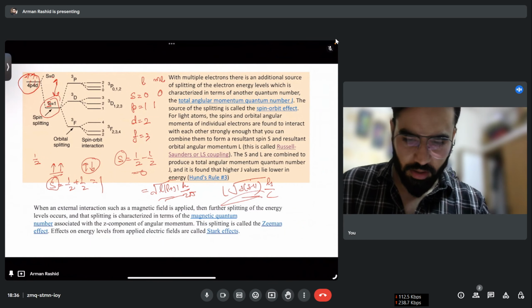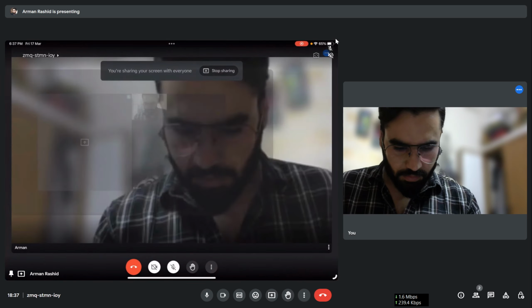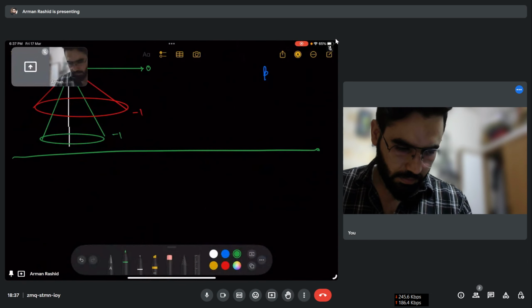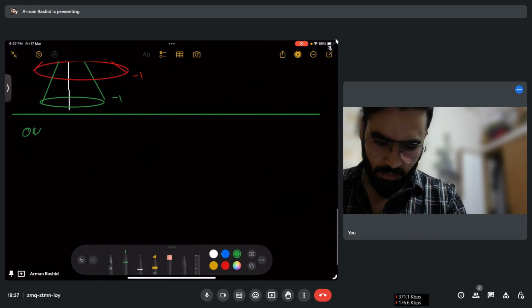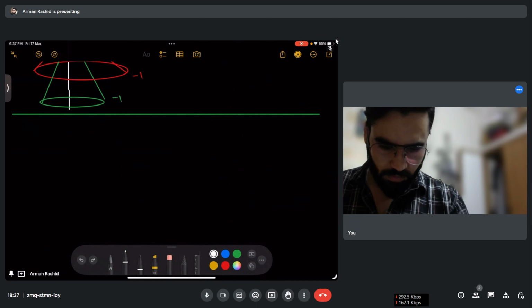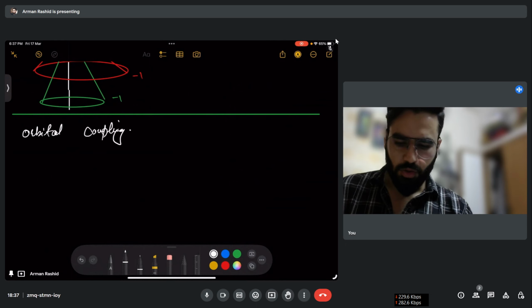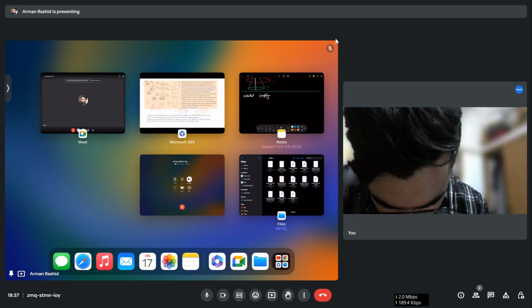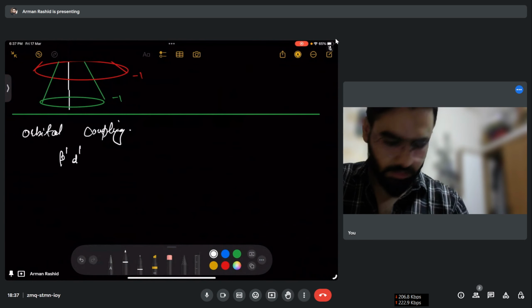There is spin multiplicity. Now probably I will show you here. So this is called an orbital coupling. So the configuration that we have is p1 d1. Okay, this is our configuration.